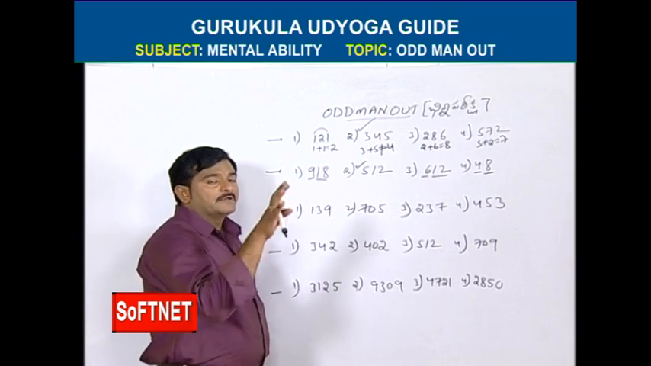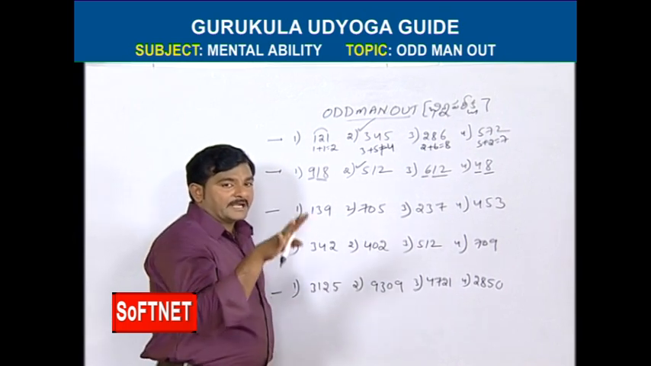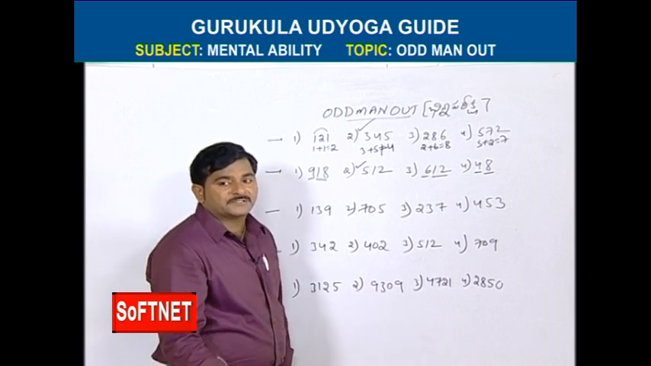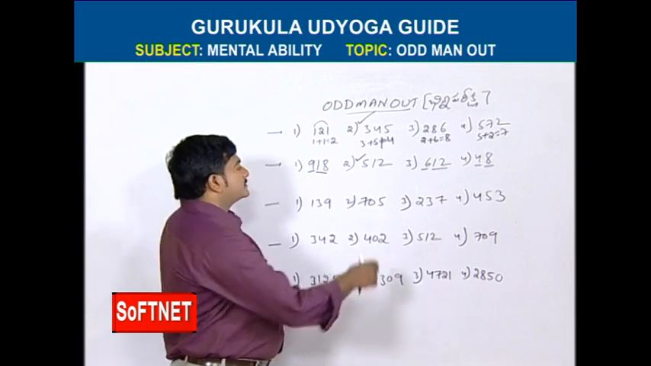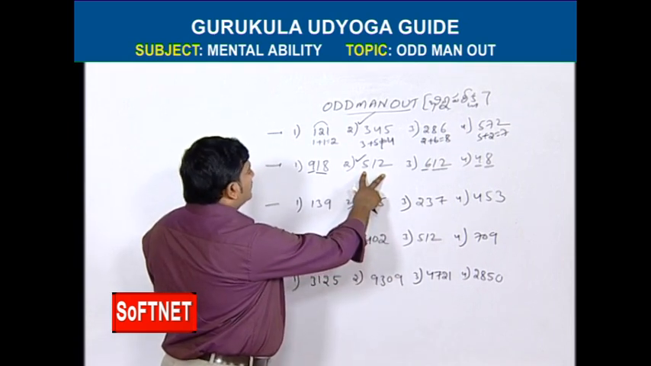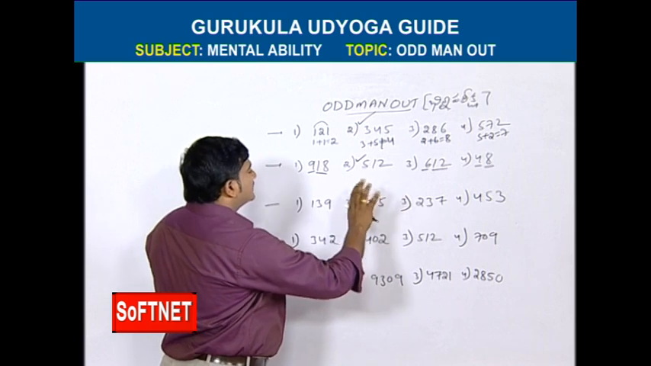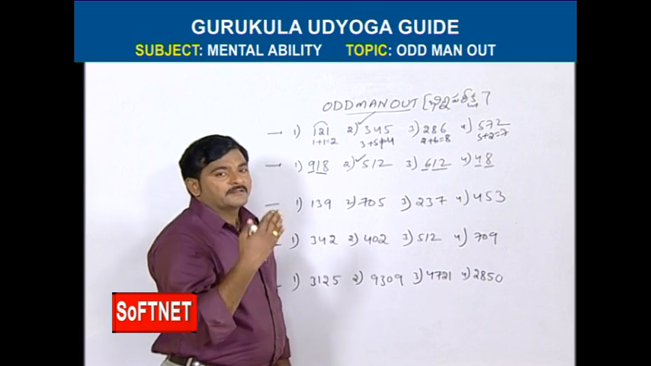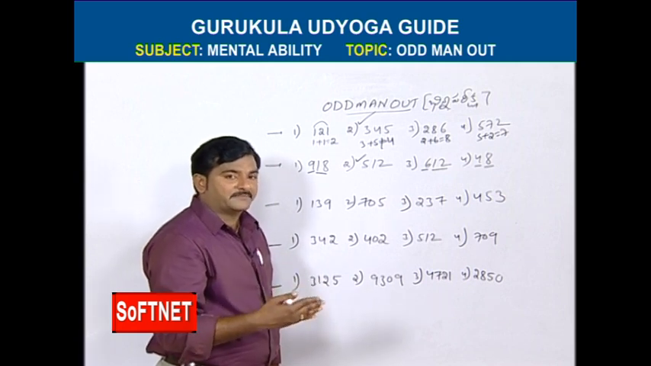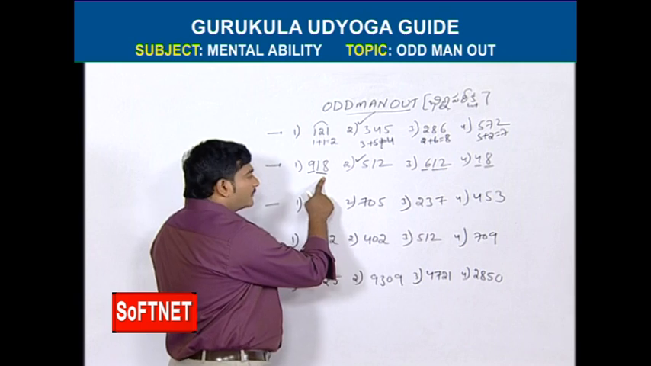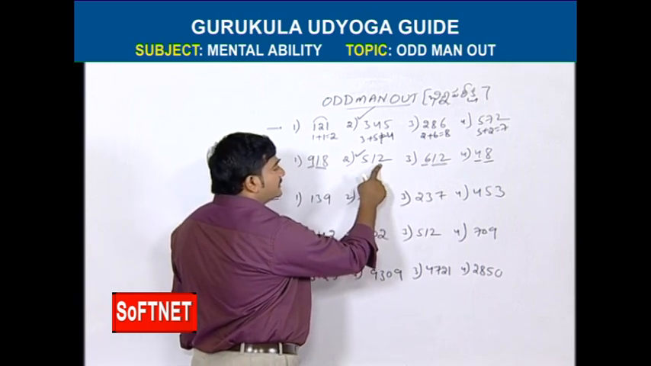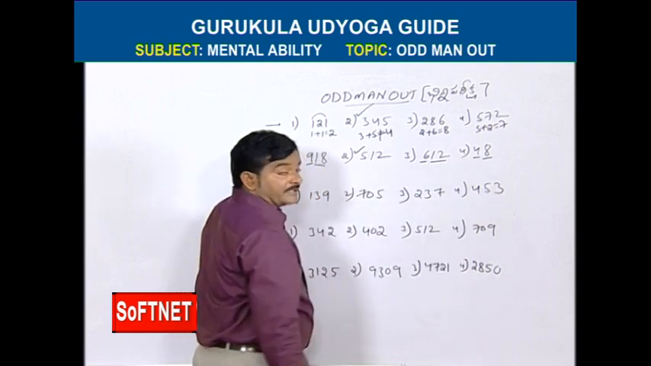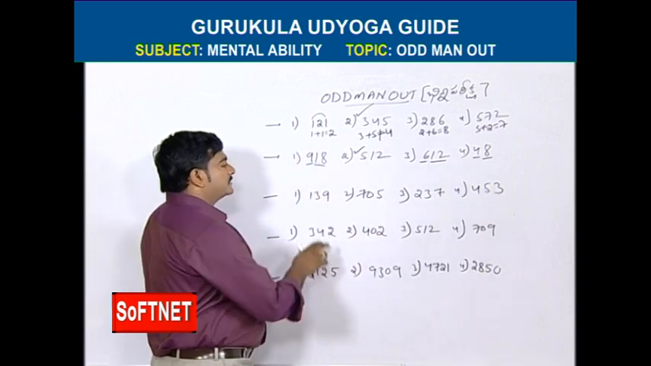I repeat. Sorry, it's not adding first and last, it's doubling. Doubling the first number, I get the next number. So 9 doubled is 18, 5 doubled should be 10, but 12 is there. 6 doubled is 12, and the double of 4 is 8. So it is not possible in the second option.